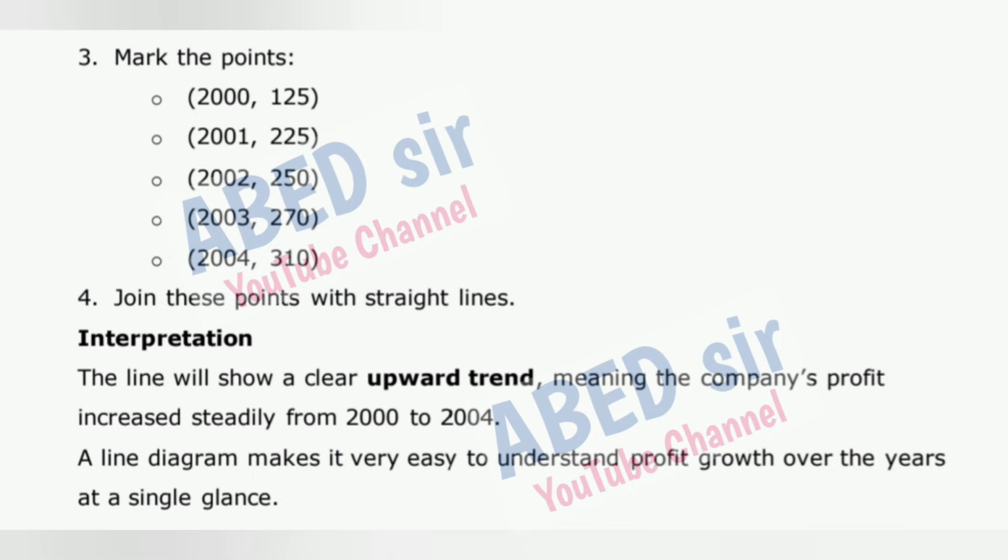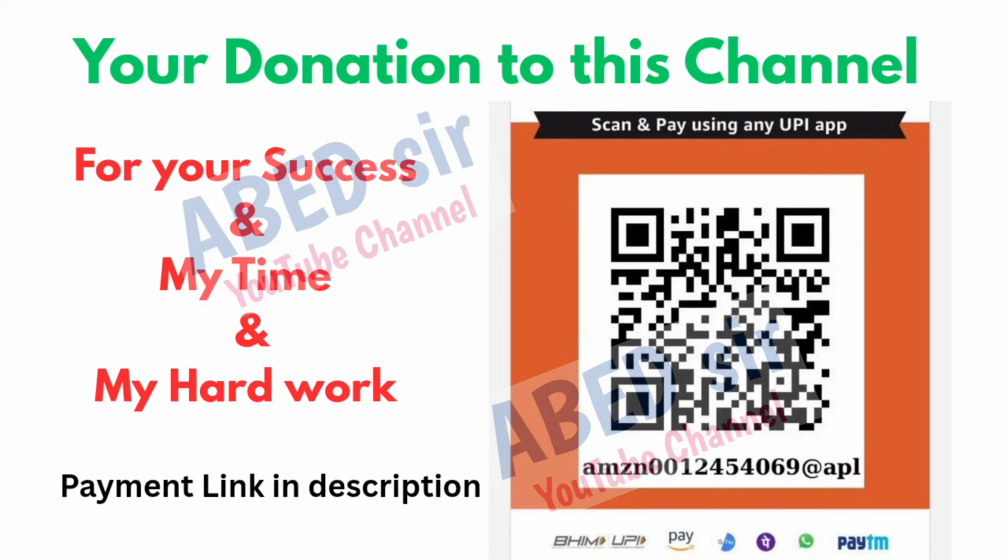Interpretation. The line will show a clear upward trend, meaning the company's profit increased steadily from 2000 to 2004. A line diagram makes it very easy to understand profit growth over the years at a single glance. Next, Unit 2, long questions.